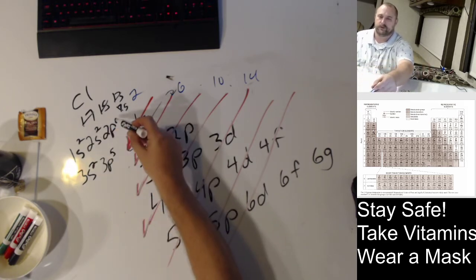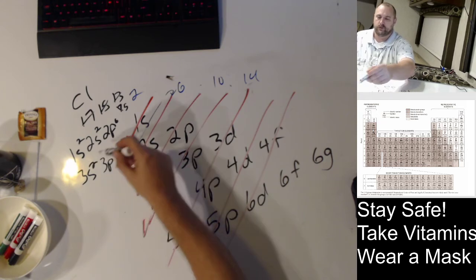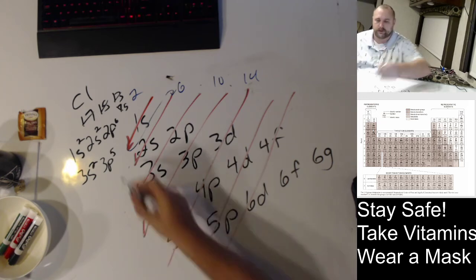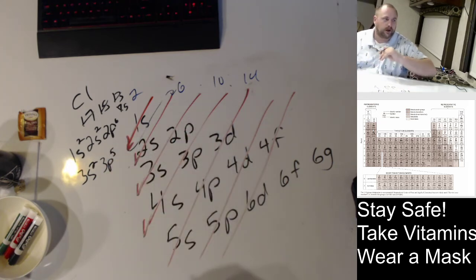So 2 plus 2 plus 6, that's 10, 12, 15. No, 12 plus 5 is 17. Okay, 17. Adds up. Let's do bromine. Oh, let's not. Let's not do it. Bromine.